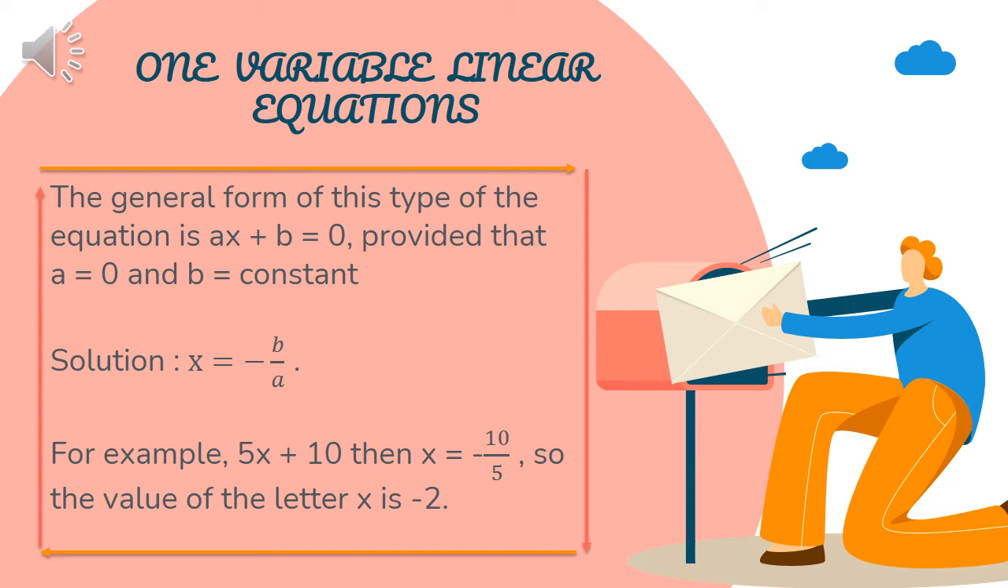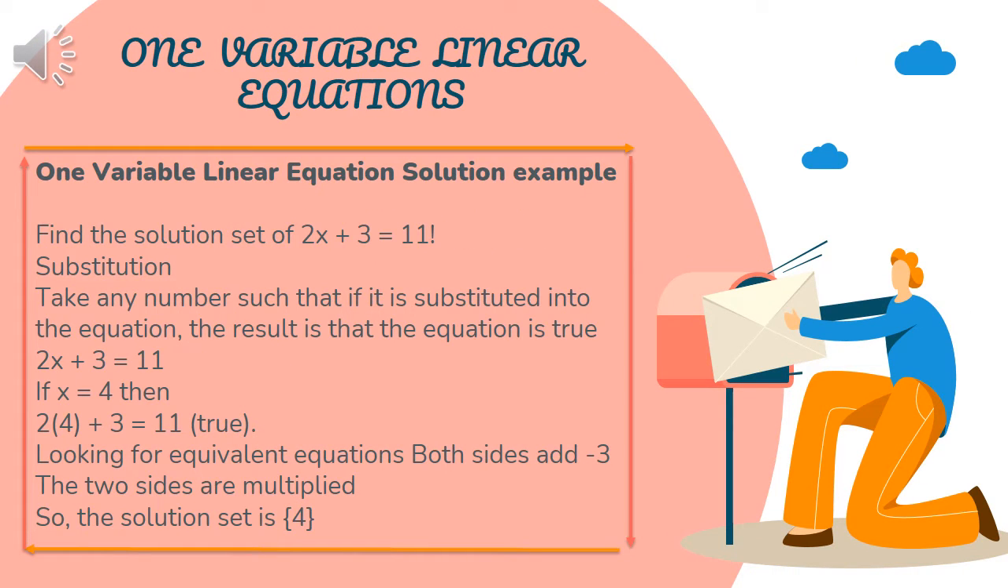One variable linear equations. The general form of this type of equation is ax plus b is 0, provided that a is not 0 and b is a constant. Solution: x is negative b quotient a. For example, 5x plus 10 is 0, then x is negative 10 quotient 5. So the value of the letter x is negative 2.